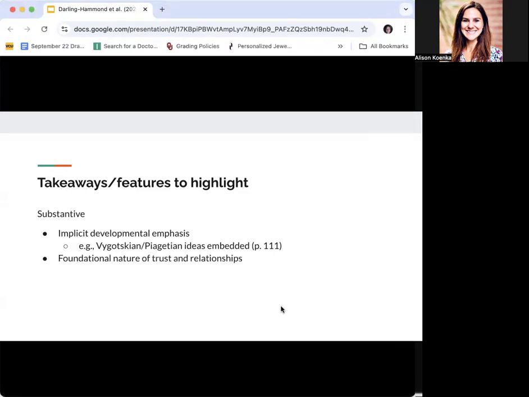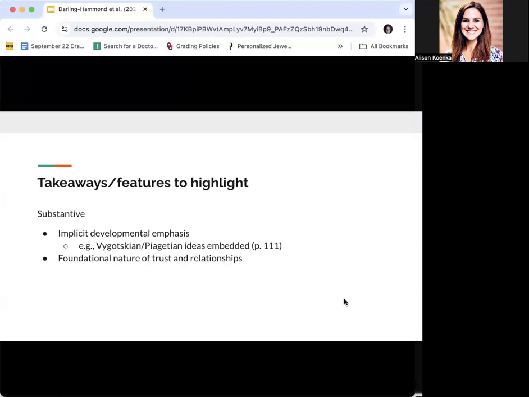Okay, another thing that I want to highlight quickly is that this idea that emerged from the article, that trust and positive, strong relationships are not only extremely important, but foundational for any learning that happens. And that is closely related to not only what we read last week, but some really meaningful conversations that we had last week. So really, this article, I think, continues to highlight the foundational nature of trust and relationships.